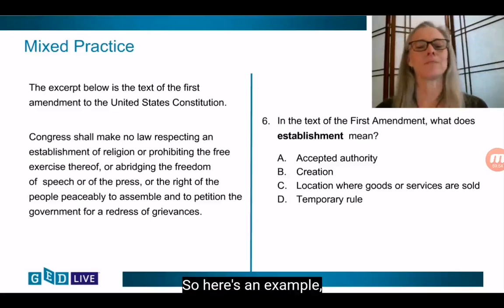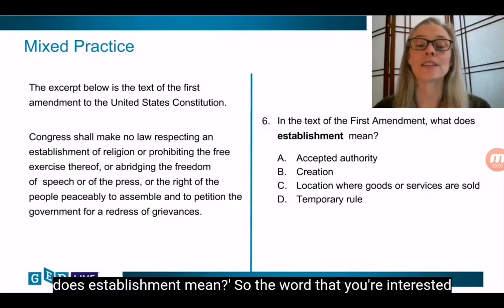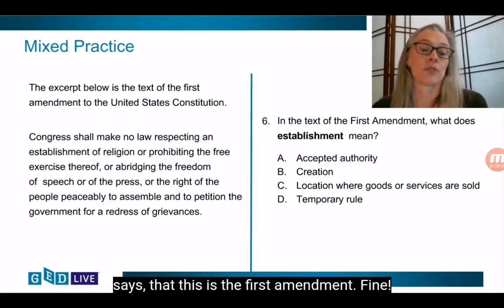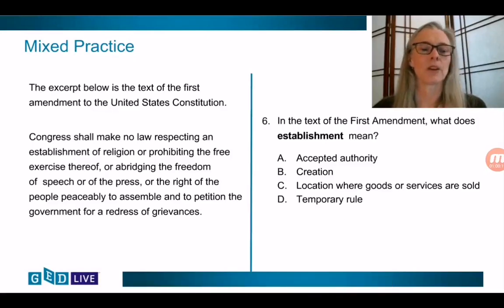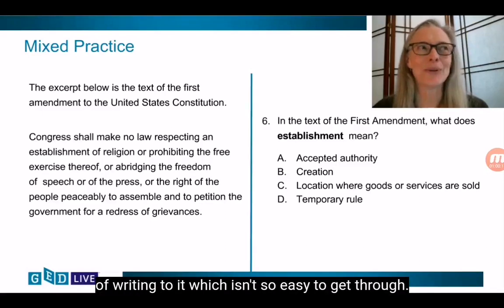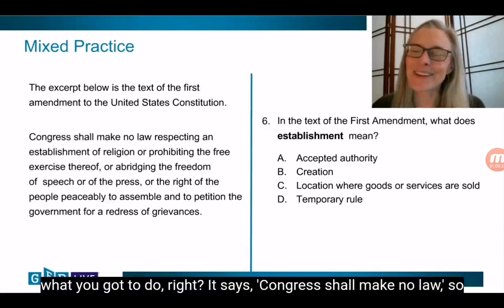So here's an example. It says, in the text of the First Amendment, what does establishment mean? So the word that you're interested in is in bold here. And our little introductory text here says that this is the First Amendment. Fine. And it's got that wordy, old-fashioned style of writing to it, which isn't so easy to get through. But let's go ahead and read it anyway, because that's what you've got to do, right?